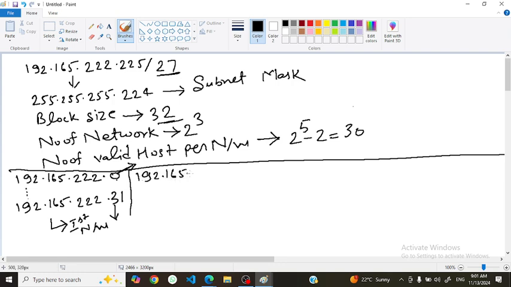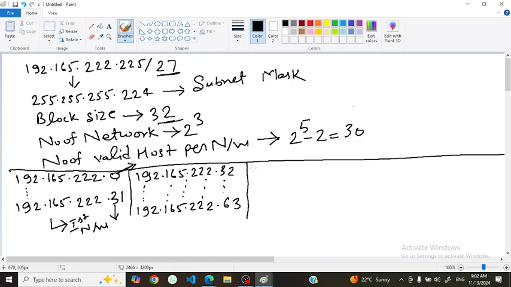The next will be 192.165.222.32, and for this network, up to 63. Is it clear for everyone? Abdul, is it clear? Gaurav, clear? Subhajit, clear? Venkat? Yes, sir, clear.